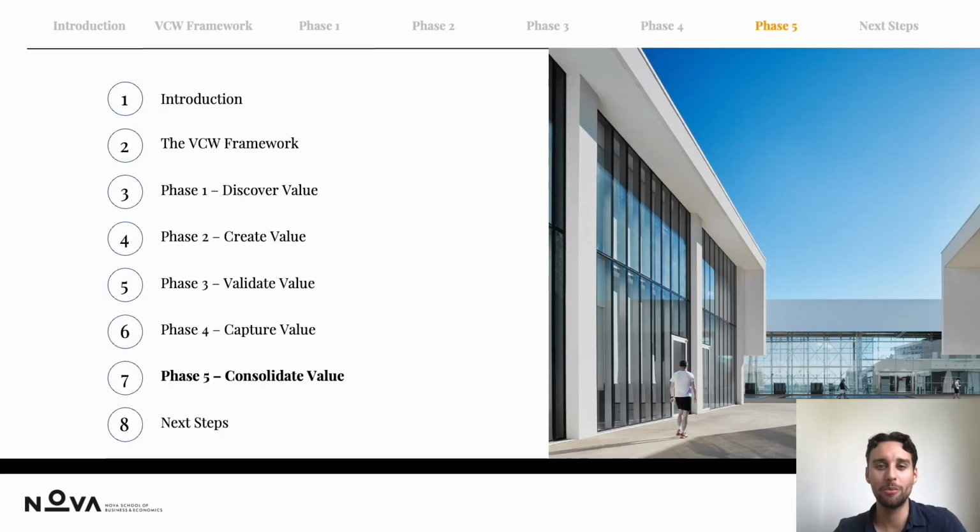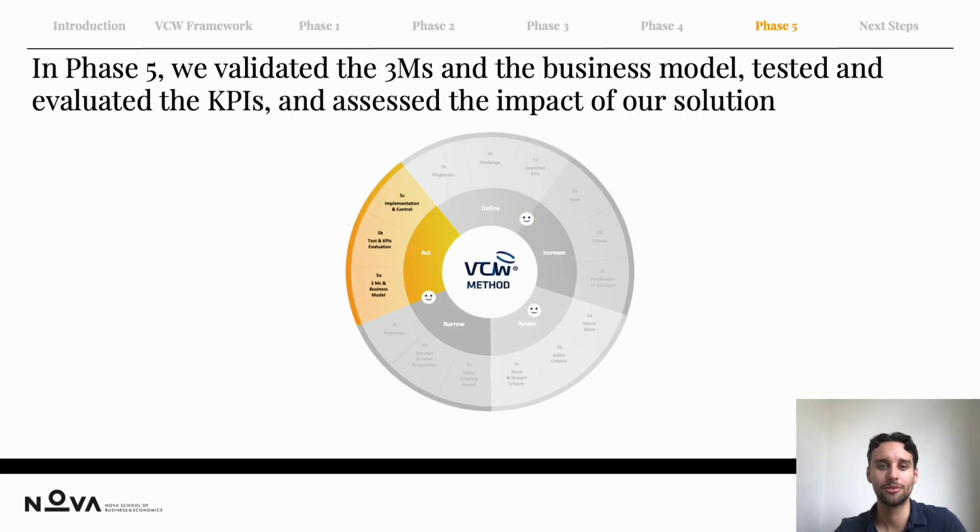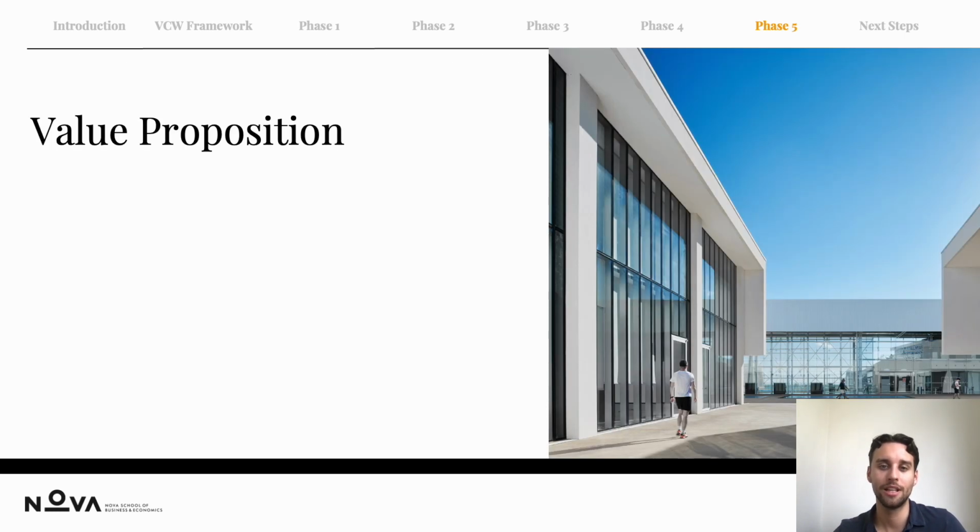Let's now wrap up the VCW framework with the 5th phase, Consolidate Value. So in phase 5, we validated the 3 M's and the business model with the KDM and tested and evaluated our KPIs and basically assessed the impact of our solution. Let's now have a look into the value proposition.